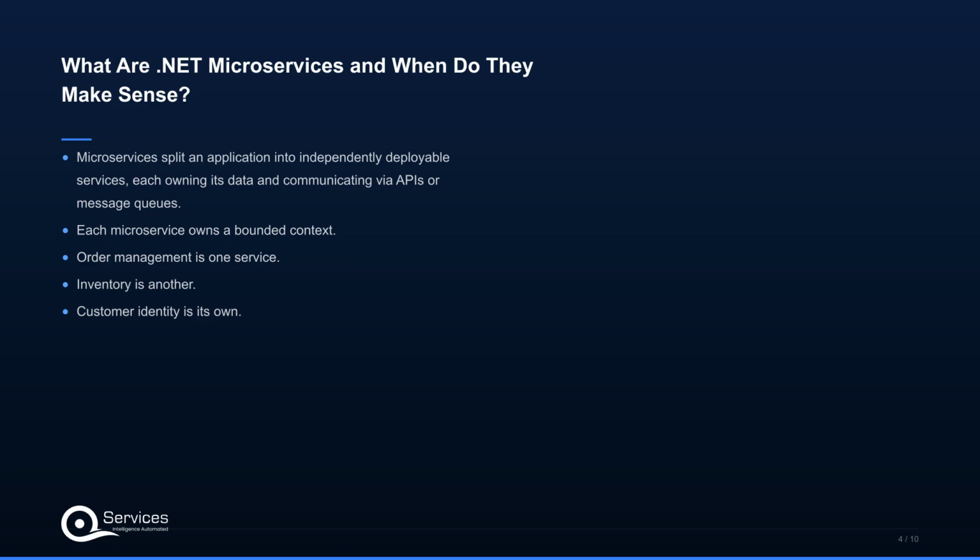Each microservice owns a bounded context. Order management is one service. Inventory is another. Customer identity is its own. ASP.NET and API development services define the contracts between these services, and those contracts become the team boundary.